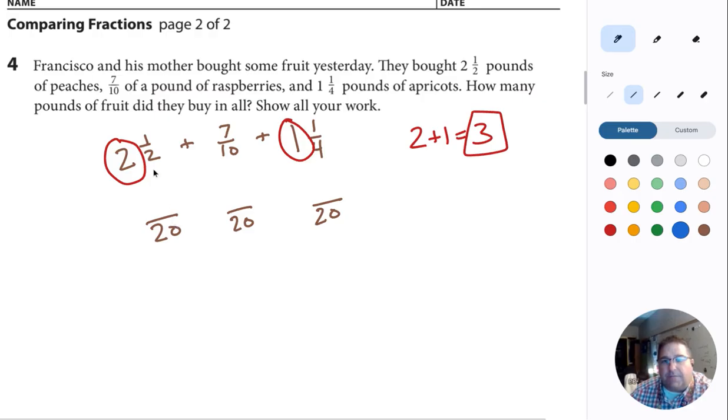So 1/2, 2 times what gets me to 20? 2 times 10. So I got to do the same with my numerator. What's 1 times 10? 10. So 1/2 and 10/20 are equivalent. They're worth the same amount.